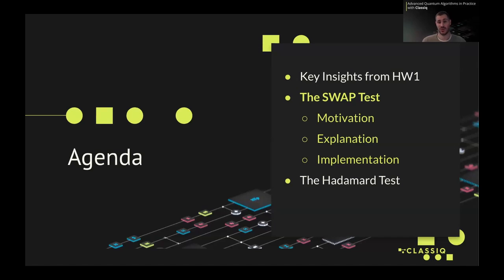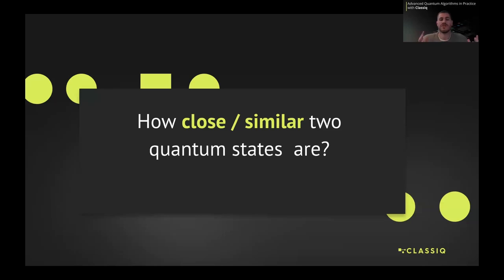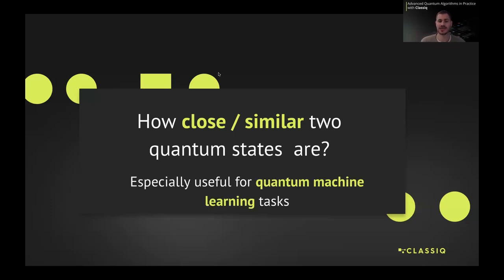So, the swap test. We covered the key insight from homework 1 and discussed the previous topic. Now we're starting the new topic of today. We first discuss the motivation of the swap test, an explanation of what it is, and some hands-on implementation. So the motivation, the question we have when we try to come up with the swap test, is how close or similar two quantum states are. And this is especially useful for quantum machine learning tasks, as we will cover shortly. But the question you should have in mind is how close or similar two quantum states are. This is what we are trying to understand. And the swap test is a method, a tool, an algorithmic primitive that enables us to answer this question.